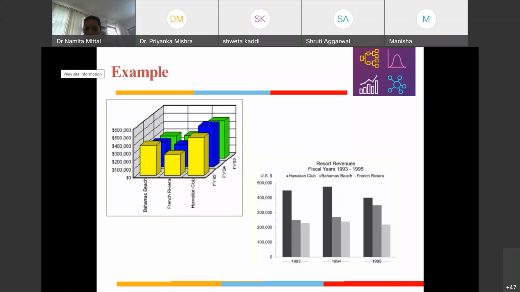In the 3D visual you can see the fiscal years, FY 93, 94, 95. Here fiscal years are written above the graph, and we have got Haven Club, Bahamas Beach, French Riviera, clearly pictured, and years are mentioned below: 1993, 1994, 1995, and this is the revenue on the y-axis. So exactly, everything is with the justification.